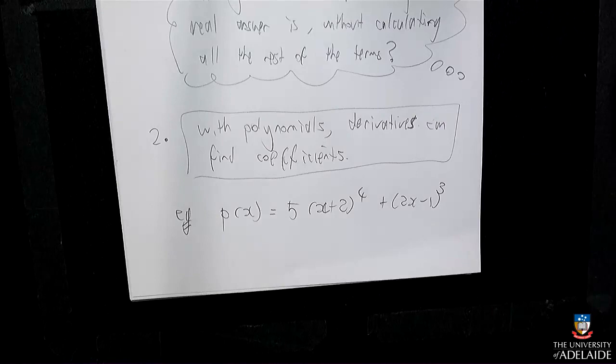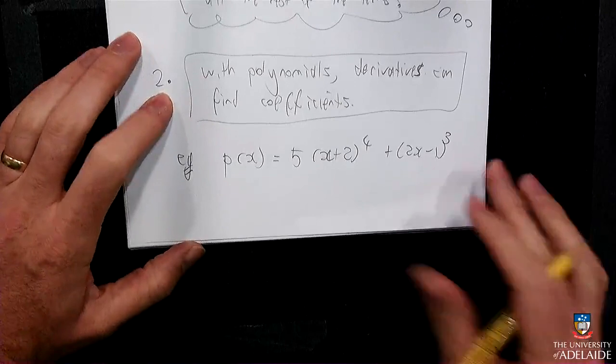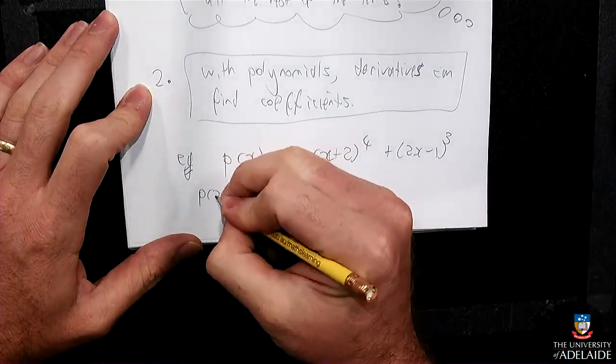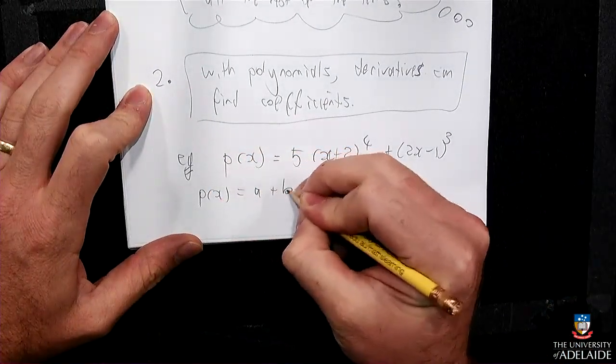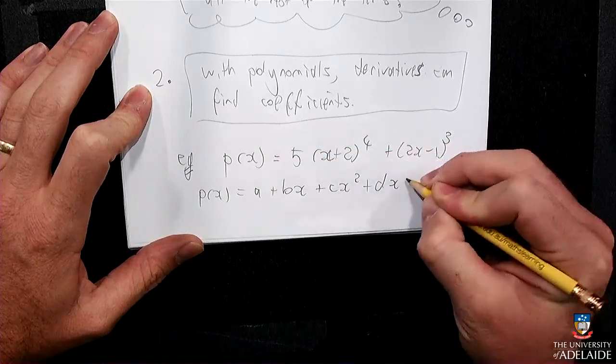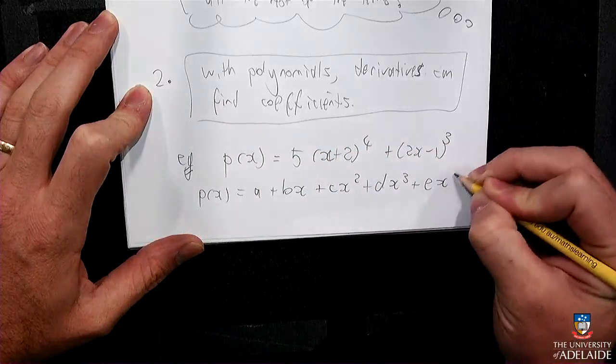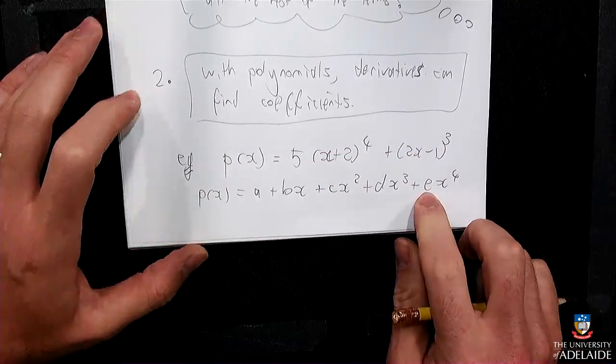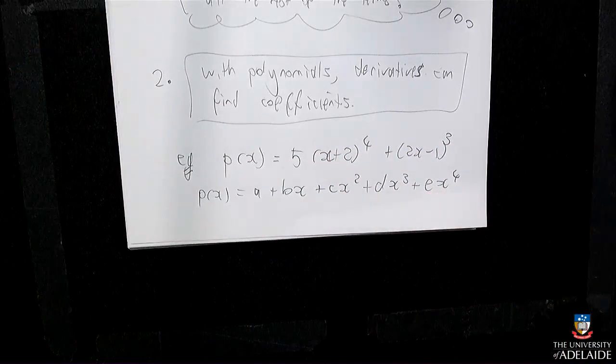And here's how I would do it. I would go, well, I know it is a polynomial, so it's got to be something like this. Something plus something x plus something x squared plus something x cubed plus something x to the 4. That's not the number e, it's just a letter e, standing in for whatever number it really is. So it's got to be something like that when I expand it out, and it should be possible to figure out what all of these coefficients are.